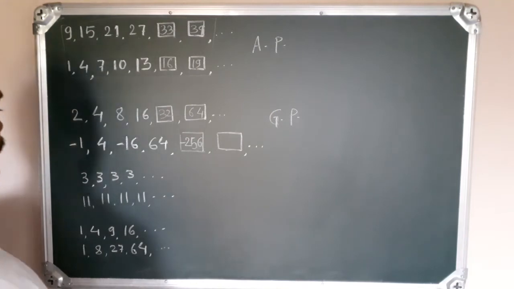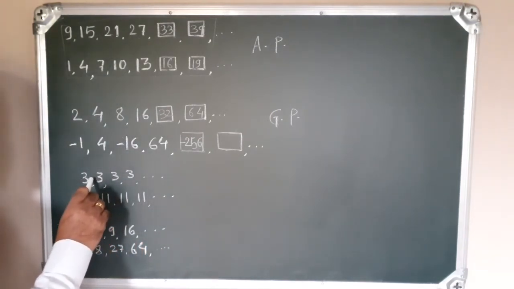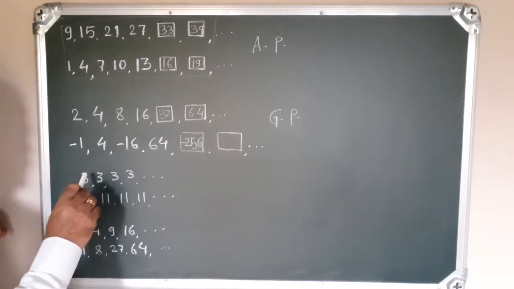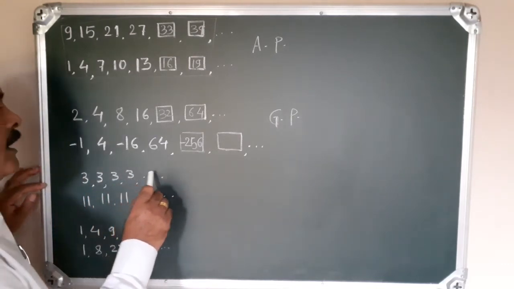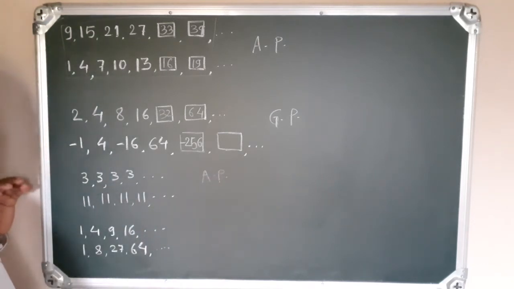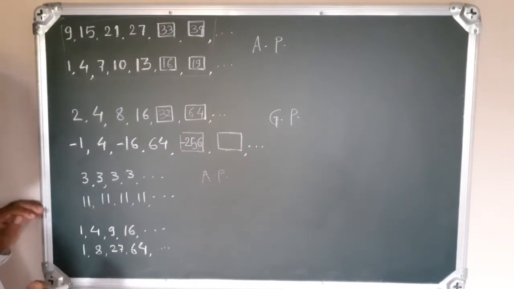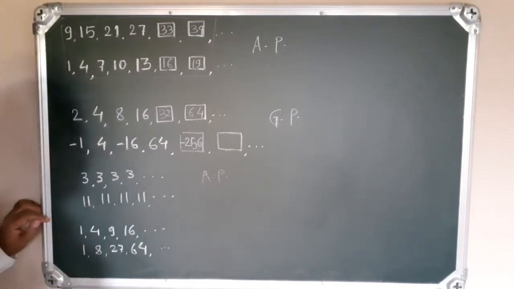geometric progressions. Now in this, the difference between two consecutive terms is 0. That's why this is AP, that is arithmetic progression. This sequence is arithmetic progression. This is also arithmetic progression because the difference between any two consecutive terms is 0.